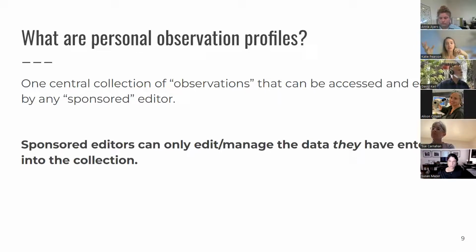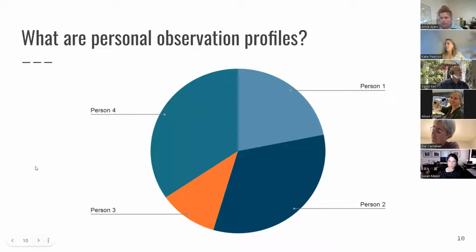So giving someone editor access means that person can add specimens to that collection and edit their own specimens within that collection, but they don't necessarily have access to anyone else's specimens in that collection. So you can think of it as one big pool of data, but each person only has a small chunk of that pool. They can only access a small chunk of that pool.